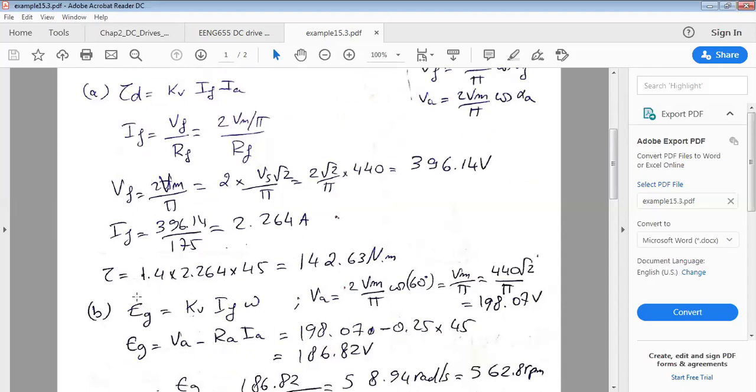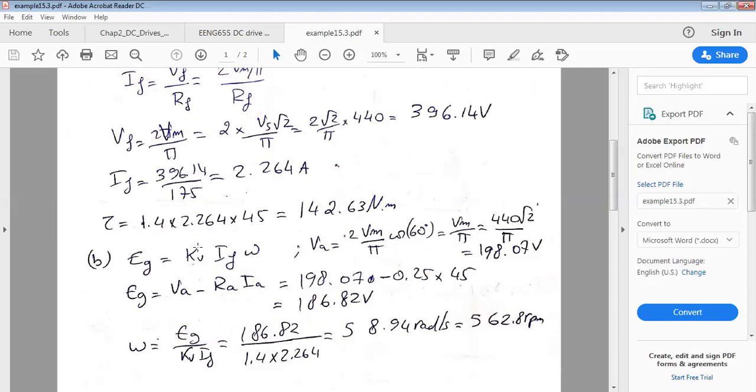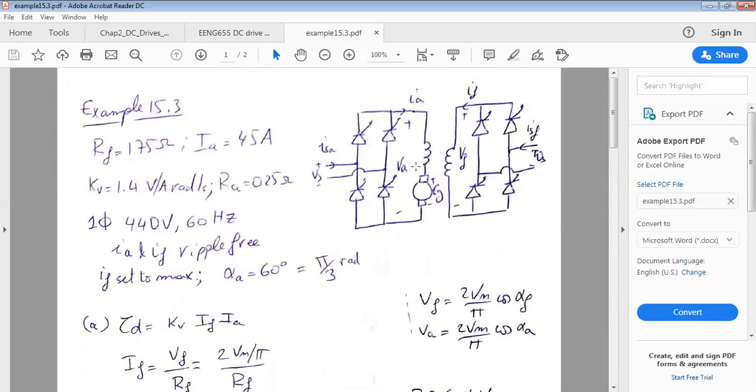Now move to part B. I need to find the speed. So the formula that has the speed is EG equals kV times IF times omega. I know IF and I know kV, so I need to find EG before finding the speed. EG equals VA minus RA IA from KVL. VA is the armature voltage. And we know it's a full converter, so VA equals 2 Vm over pi cosine alpha A, and alpha A is given equal to 60 degree or pi over 3 radian.